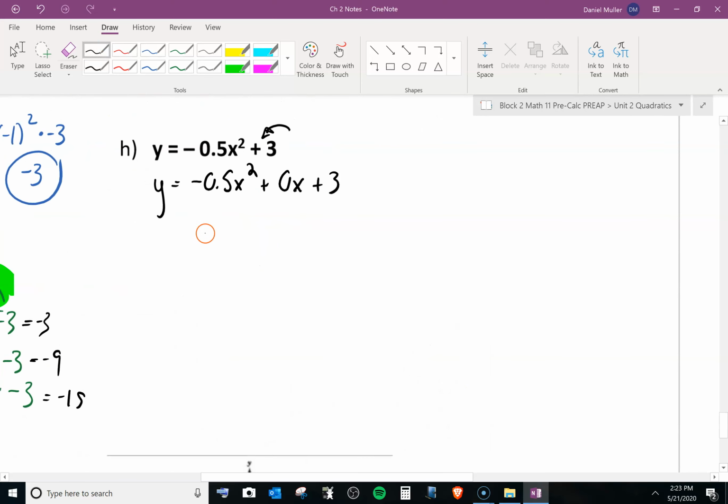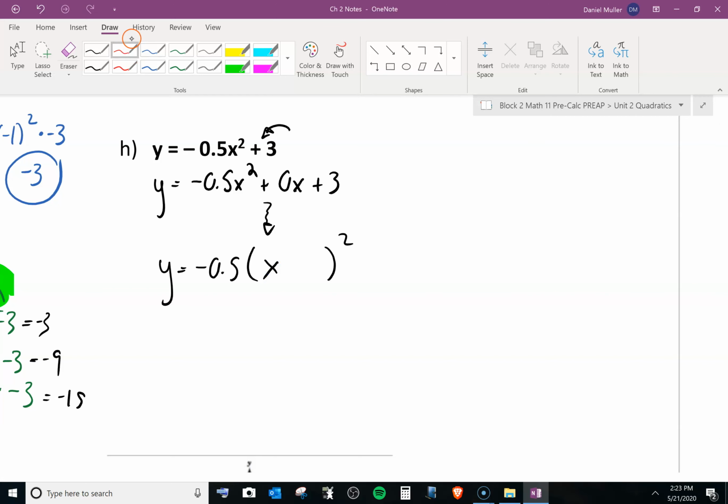H is probably one of the toughest ones in terms of it's missing that 0 term, so you have to really know to add 0x. But if you can get that, it's all the same. So we need to complete the square. First thing I do is carry down this -0.5. That a value stays there, and then I create my square.